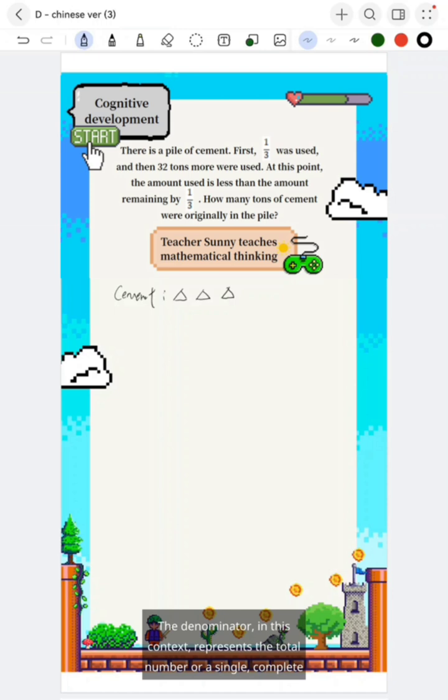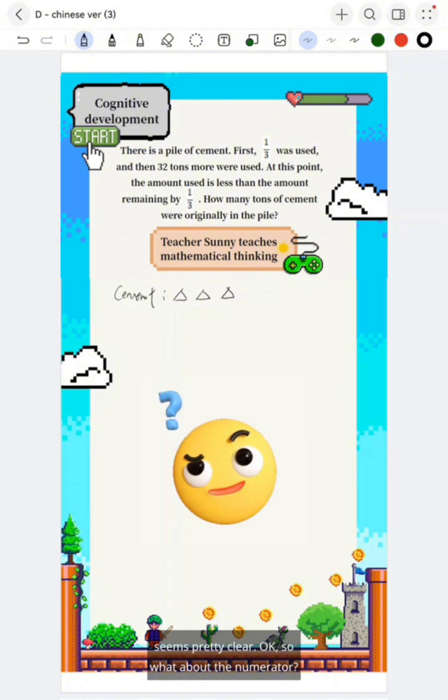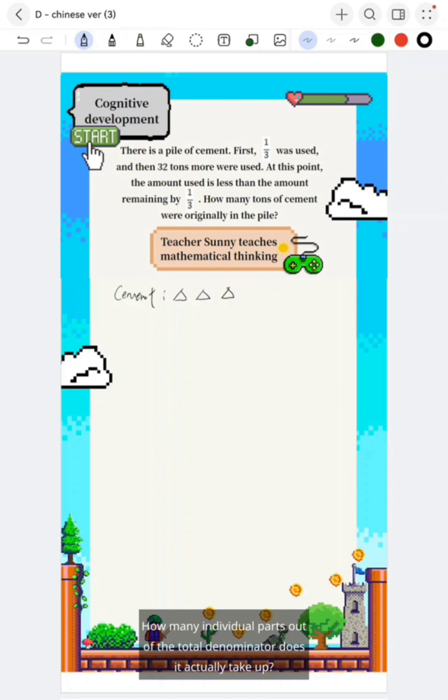The denominator in this context represents the total number or a single complete unit, one that's entirely possible to be divided into how many equal parts. This is explained very clearly here, right? It seems pretty clear. Okay, so what about the numerator? How many individual parts out of the total denominator does it actually take up? Alright, so how many distinct parts are there out of the total 3? Yes, that's precisely what it truly means.